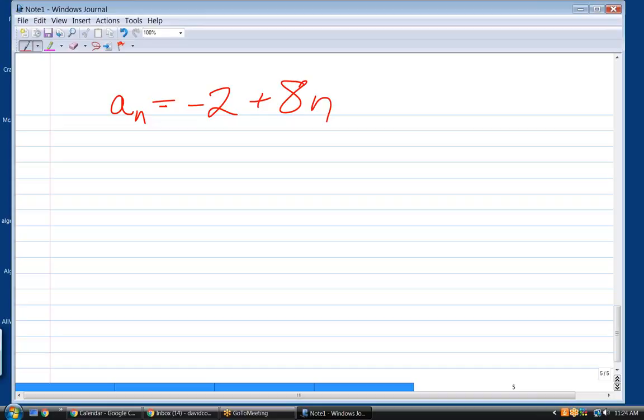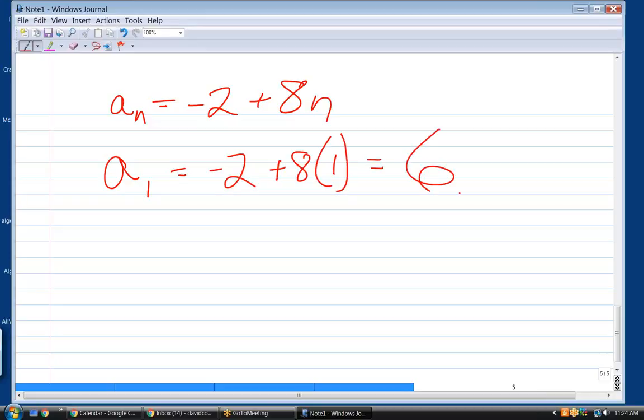So the first term, a sub 1, plug in 1 for n. Oh, so that's all you do, and then you do it. It's that easy. That's all you do for everything.